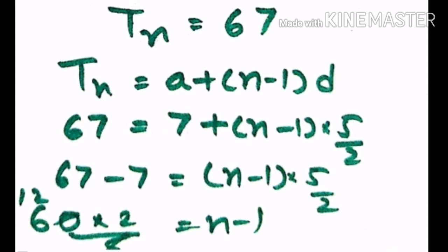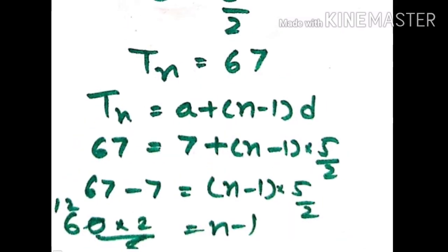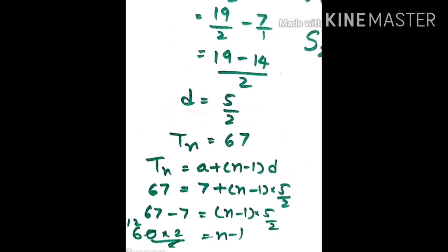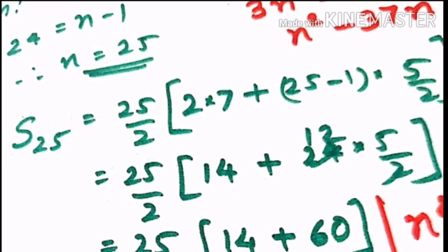Now 7 we take on the left hand side, so it becomes 67 minus 7 is equal to (n minus 1) into 5 by 2. 67 minus 7 becomes 60, and that 2 in the cross-way comes in multiplication with 60, and 5 in the denominator. So cancelling on the left side, 5 12s are 60 is equal to n minus 1. So 12 2s are 24 is equal to n minus 1. So the value of n is equal to 25.